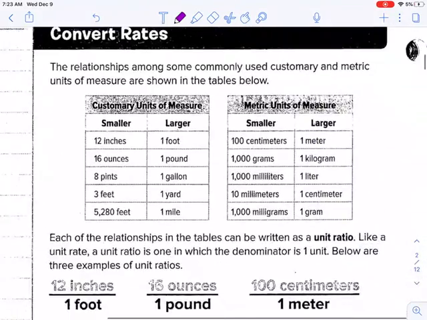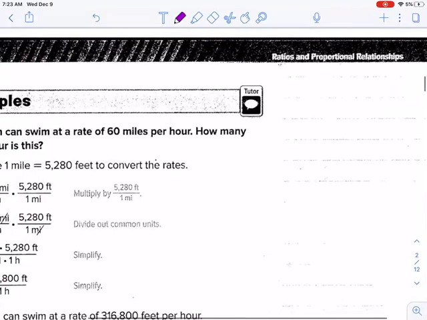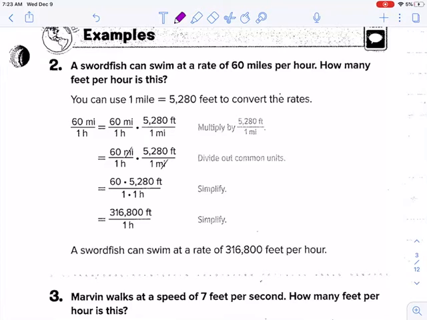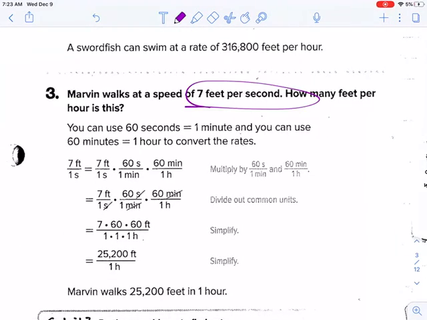All right, if you go to the next page, there are some conversions there for you, but there's more on the worksheet or PDF that I uploaded in Canvas for you. There's a good example at the bottom there on a remote control. They were going from 10 feet per second to inches per second. On the next page, there's a swordfish example there. They're going from 60 miles per hour to feet per hour. And then the third one there is 7 feet per second, and they're going to feet per hour.